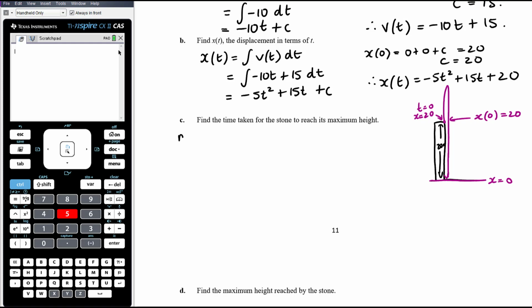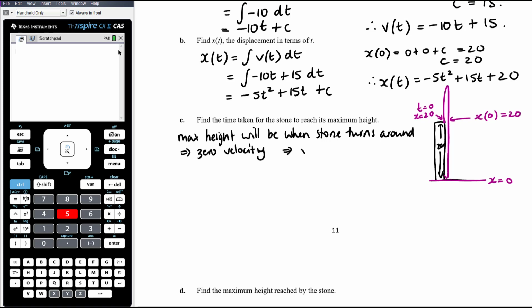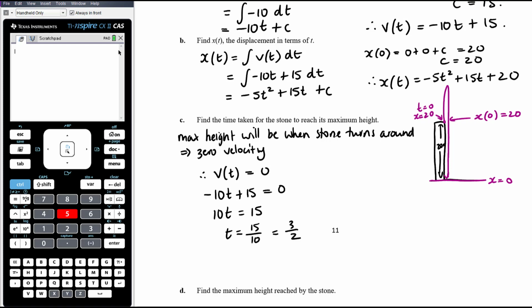Find the time taken for the stone to reach its maximum height. Maximum height will be when the stone turns around, which means we'll have 0 velocity at that point, and so we want to solve v of t equals 0. Our velocity equation was negative 10t plus 15. When that equals 0, 10t equals 15, t equals 15 on 10, which is 1.5 or 3 on 2.